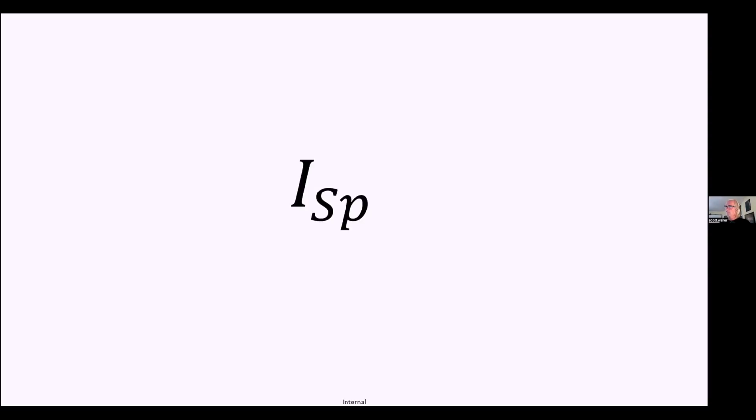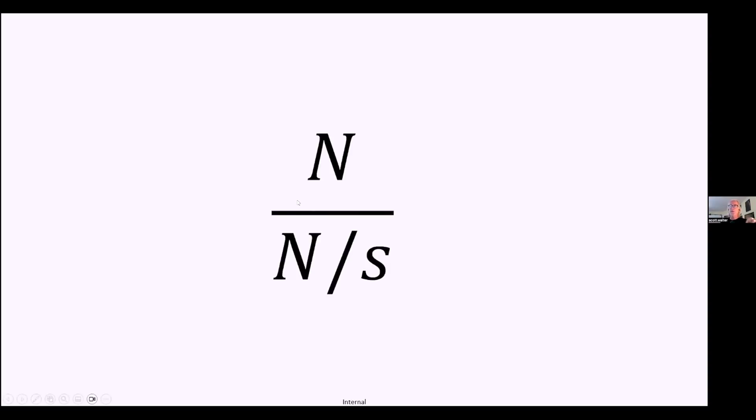Let me go ahead and get myself there. These are the actual units. Now, these are the units in the SI system: newtons over newtons per second. If you want imperial units, it would be pounds over pounds per second. So if you're in America and you're like, I don't know what a newton is, a pound is identical because they cancel out. So you can do this either way. If you want to imagine pounds per second, that's totally fine.